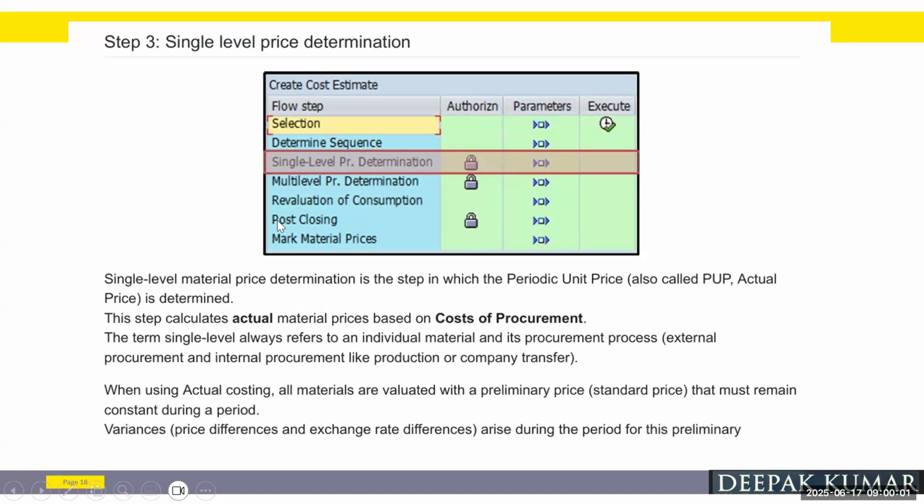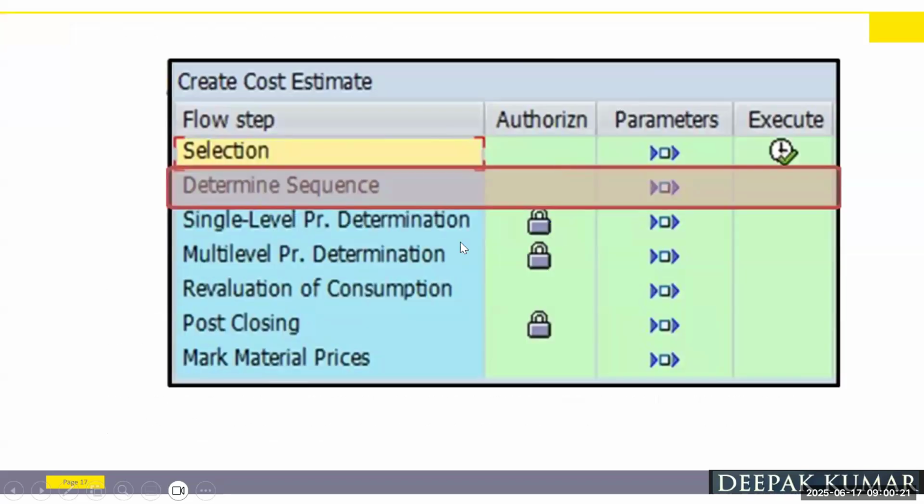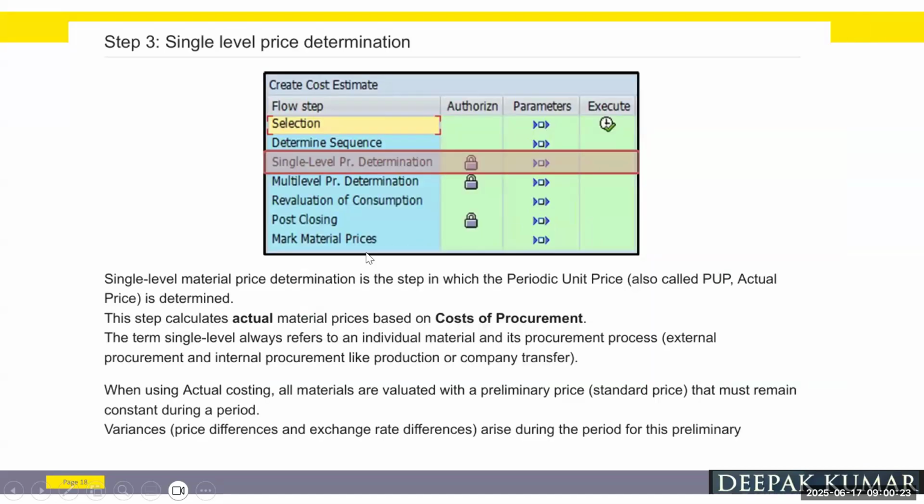But this post closing we should do only once when we are 100% confirmed that there's no issue in CKM3N. But it shows up in CKM3N, like next slide I'll show. The single level, multi-level, it will show up in the CKM3N screen, but it's statistical, no posting done.